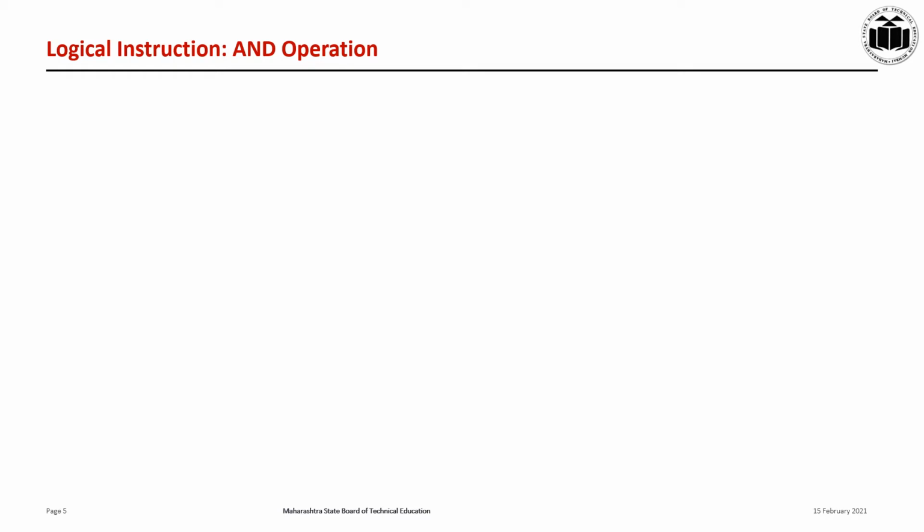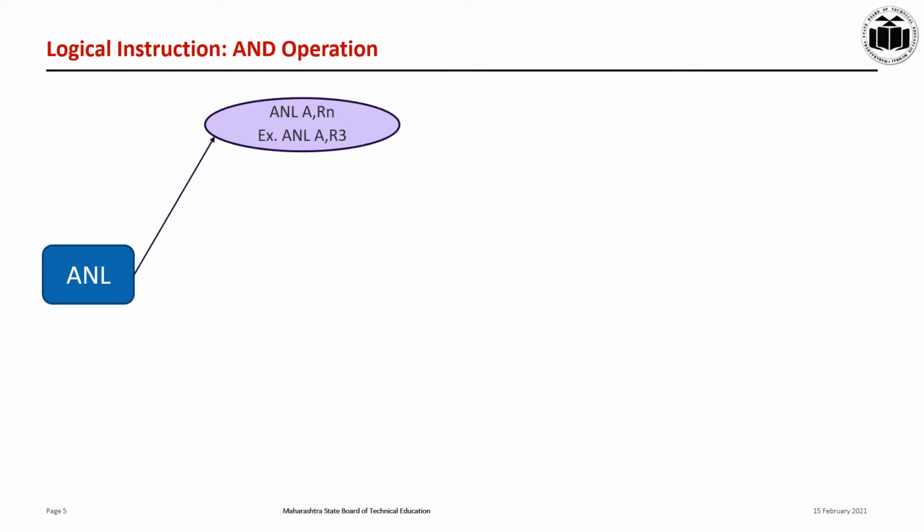AND operation. This instruction will perform a logical AND on two operands and place the result in the destination. The mnemonic for AND operation is ANL. ANL A, Rn. This instruction ANDs the content of register Rn with the accumulator and stores the result in the accumulator. Rn is one of the registers from R0 to R7 from the selected register bank. Example: ANL A, R3. If the accumulator contains 24H and register R3 contains 02H, then after the AND operation the result is 00, which will be stored in the accumulator.